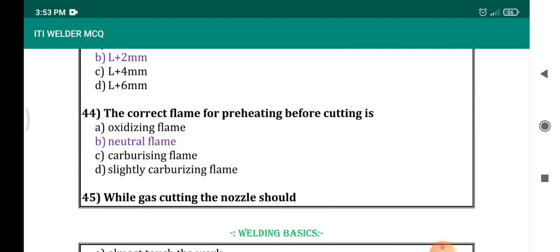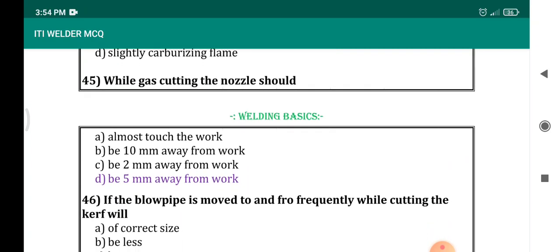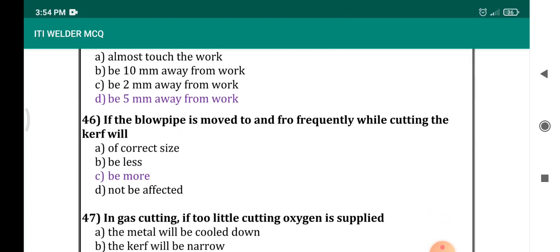The correct flame for preheating before cutting is the neutral flame. So for preheating we will be using a neutral flame. While gas cutting, the nozzle should be at least 5 mm away from the work, because there is a chance of molten metal sticking on the torch, and it may lead to backfire and flashback.